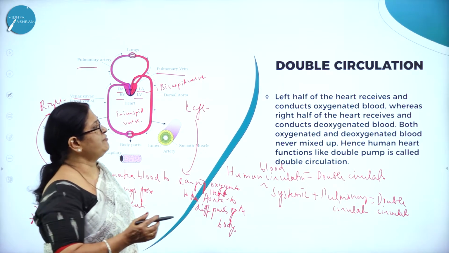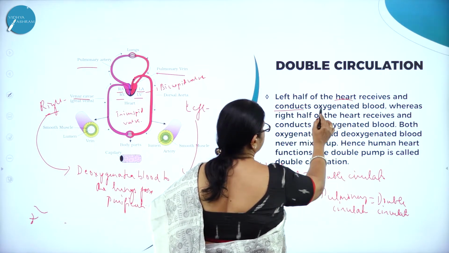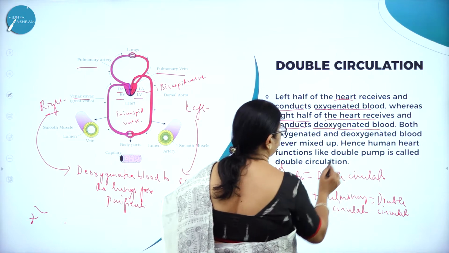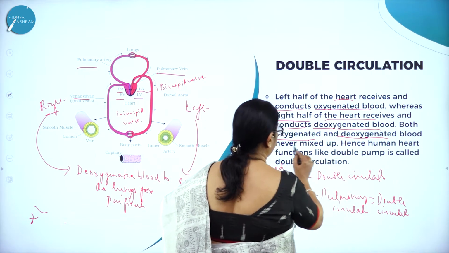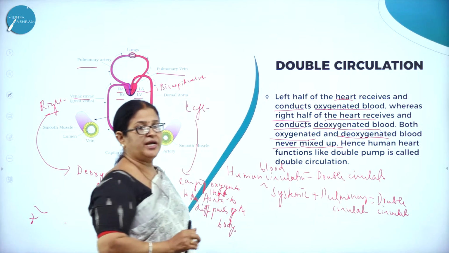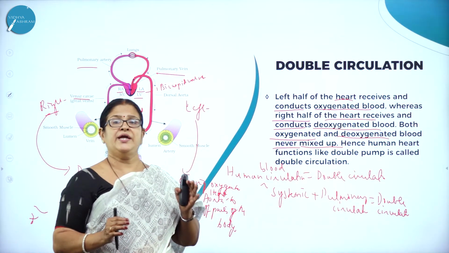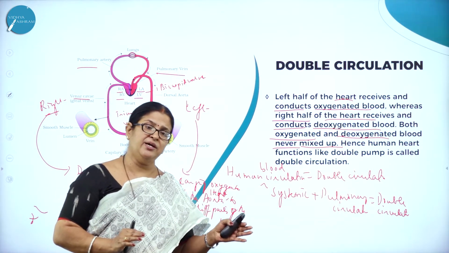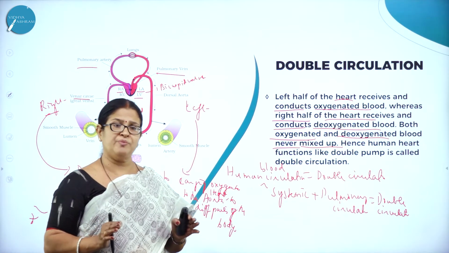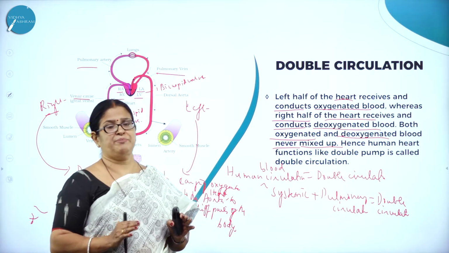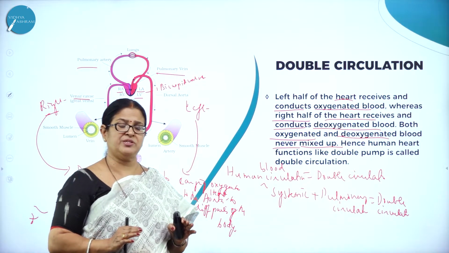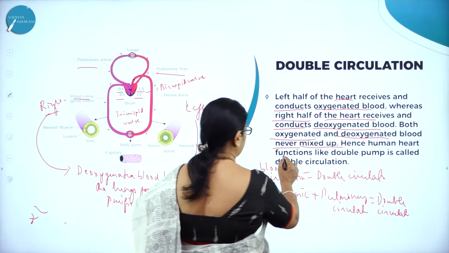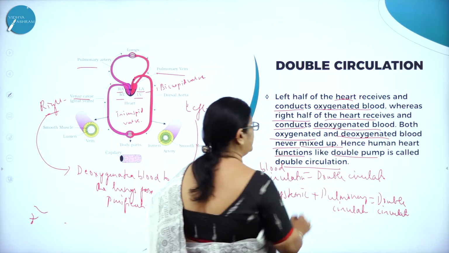So the left half of the heart receives and conducts oxygenated blood, whereas the right half of the heart receives and conducts deoxygenated blood. Both oxygenated and deoxygenated blood never mix up. As we know, the interventricular septum and the interauricular septum will not allow the mixing of blood from the right side of the heart to the left side. So there is no mixing of blood because of this partition, or septum, and the atrioventricular septum is the partition found between the auricles and the ventricles. Hence, the human heart functions like a double pump, hence it is called double circulation.